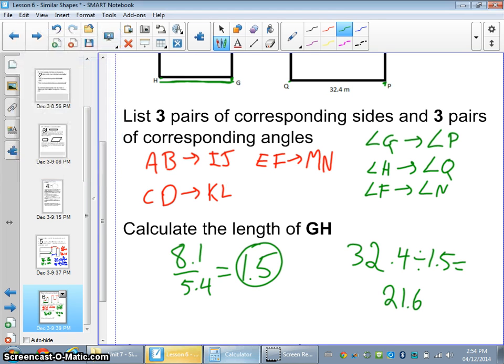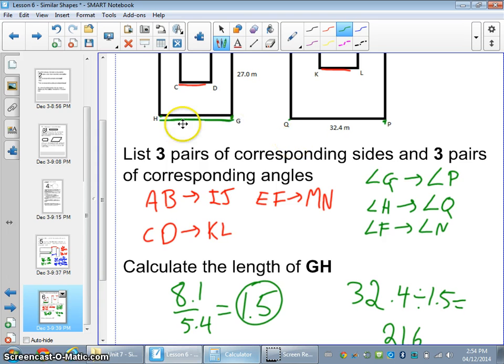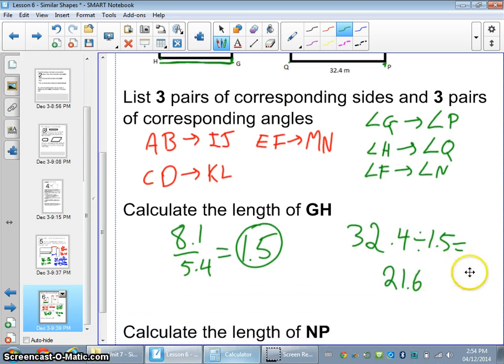All right, so does that make sense? Yeah, this one's smaller than 32, and the number I get is smaller than 32, so that would make sense. That would be 21.6 meters.